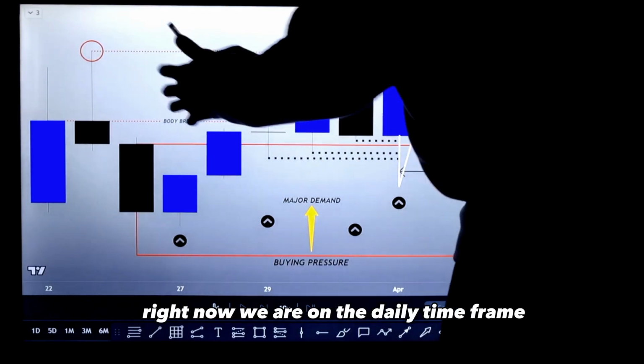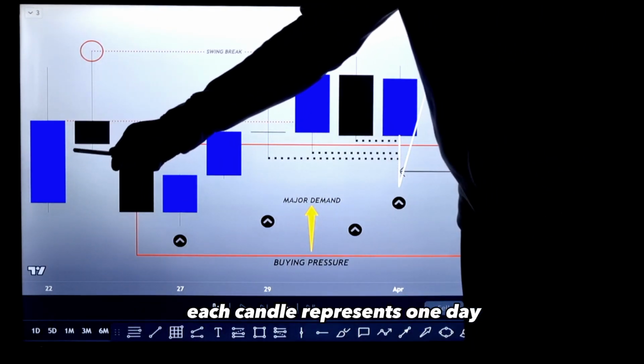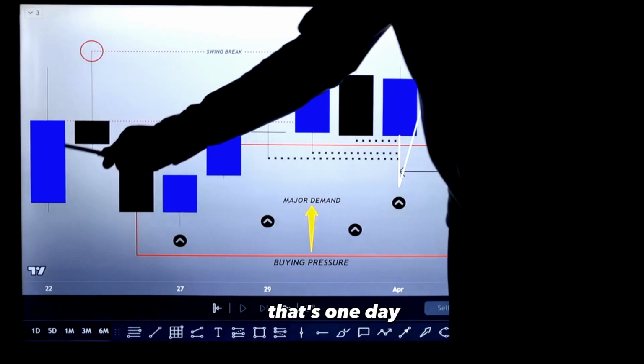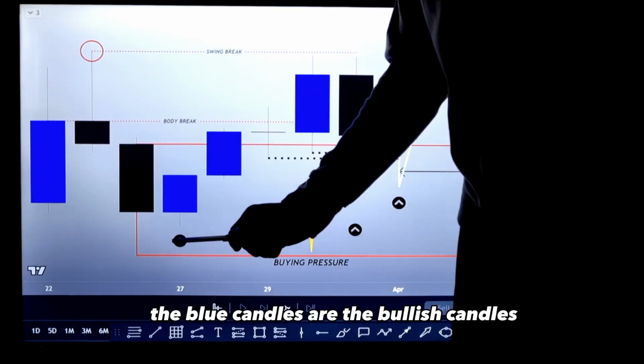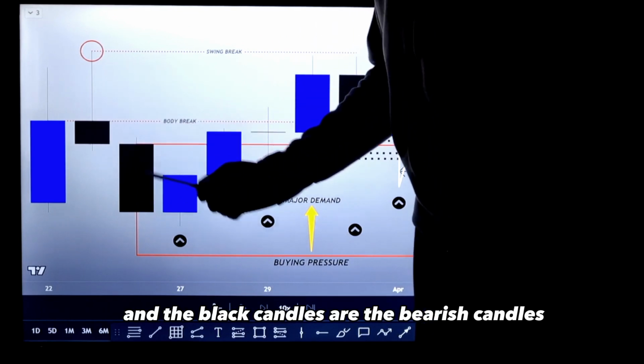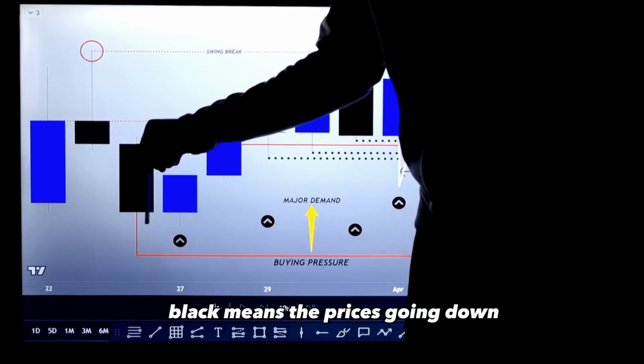So first of all, right now we are on a daily time frame. Each candle represents 1 day, 24 hours in a day. So that's 1 day, 1 day, 1 day. The blue candles are the bullish candles, and the black candles are the bearish candles. Blue candle means that the price is going up. Black means the price is going down.